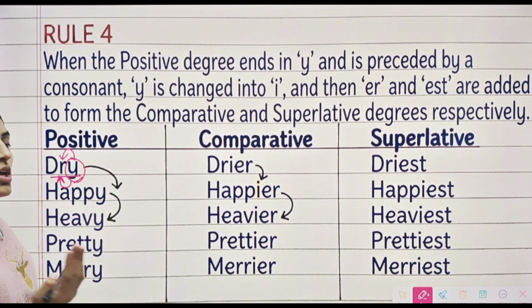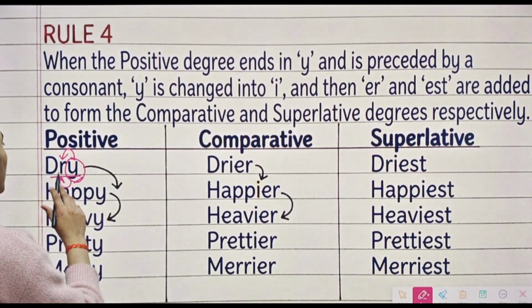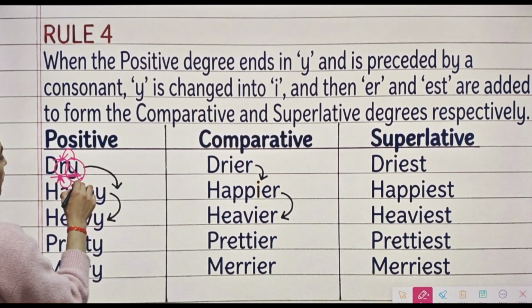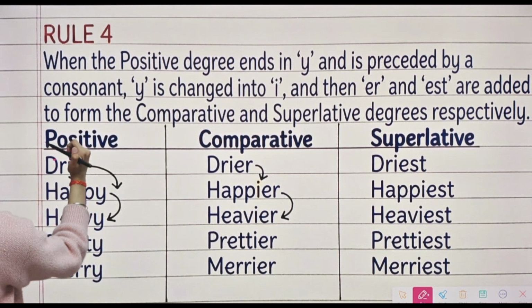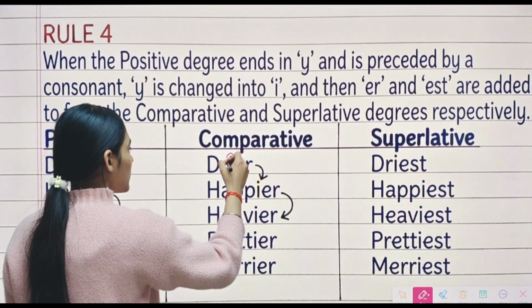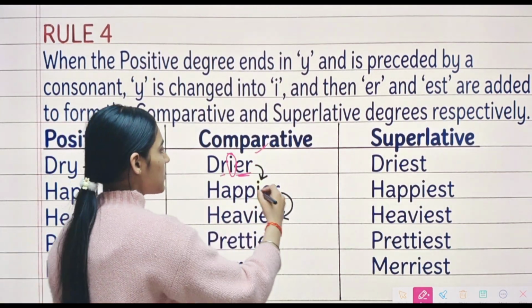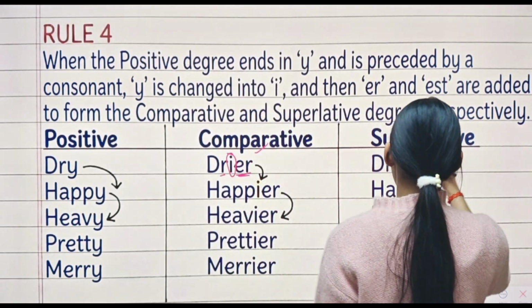Before that we have a vowel. In the next rule I'll tell you that. But if there is a consonant and the word is ending with Y, we will remove Y from the word and the Y will change to I, and we will then add ER in comparative and EST in superlative.